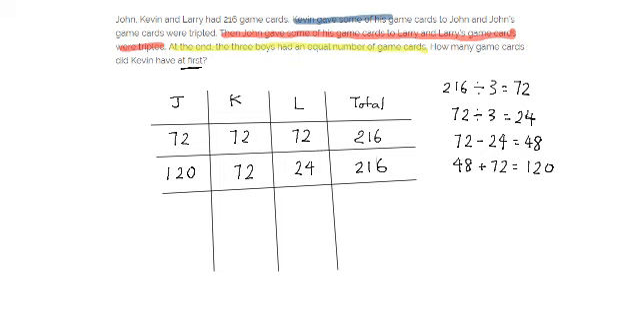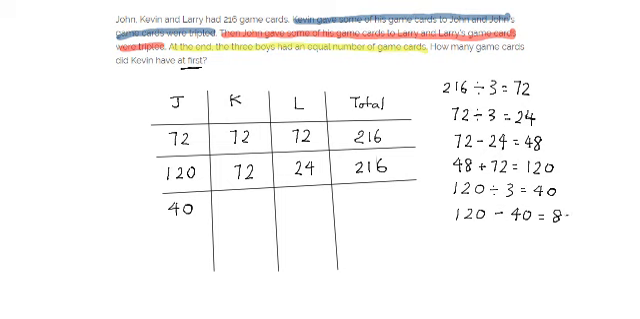Kevin gave some of his game cards to John, and John's game cards were tripled. So if Kevin did not give any to John, how many did John have at first? So it's 120 divided by 3 equals 40. That means John had 40 at first. So what about the rest? The 120 minus 40, this number of game cards, which is 80, is returned to Kevin.